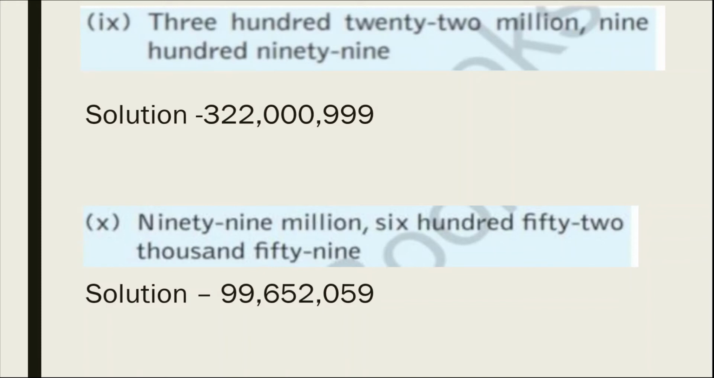Okay, let's take example number 10. 99,652,059. So here it is the international system. In the international system we will use the commas after every 3 numbers.